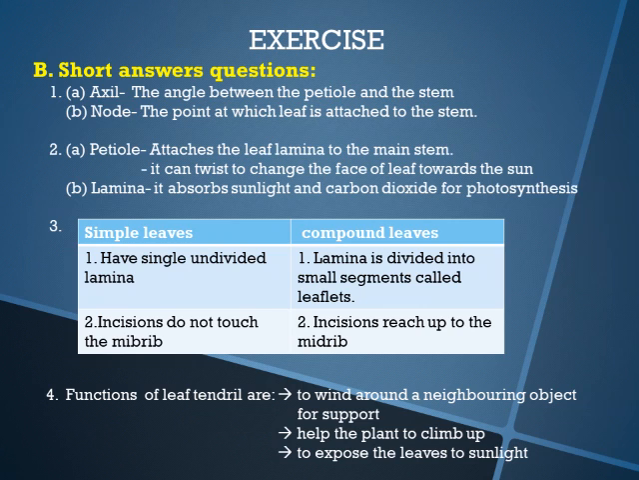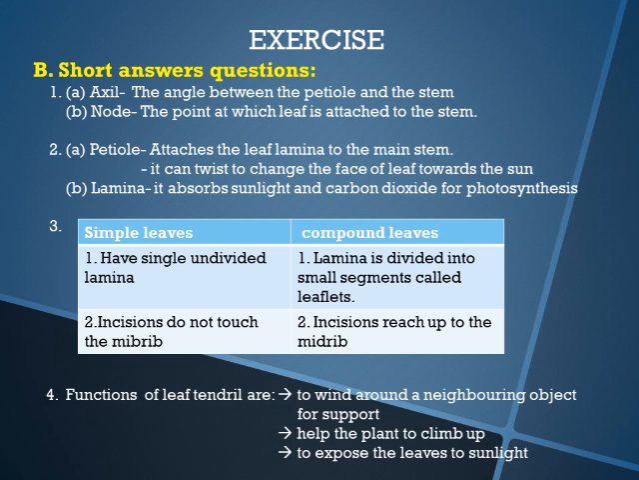So first of all, short answer questions. We have defined the short answer questions. Under that, first question is define axil. Axil is the angle between the petiole and the stem. And next one is define node. The node is the point at which the leaf is attached to the stem.